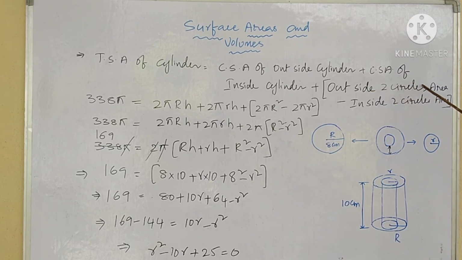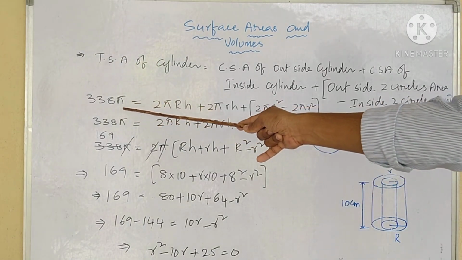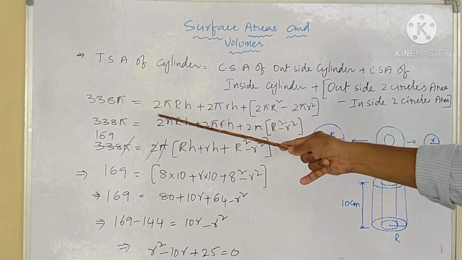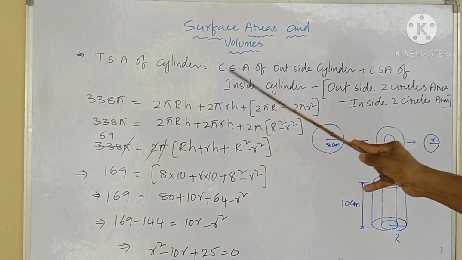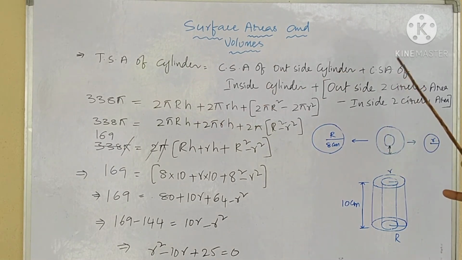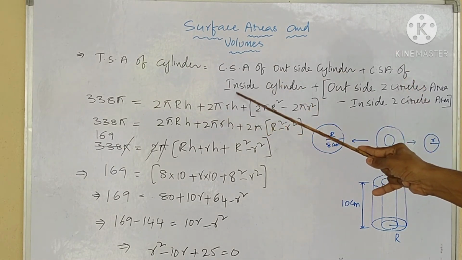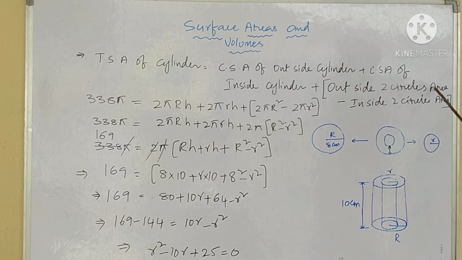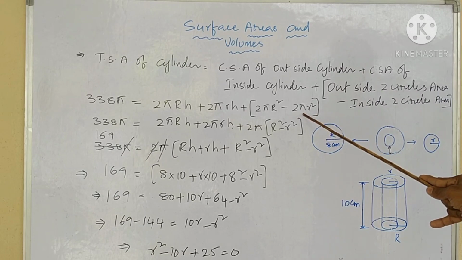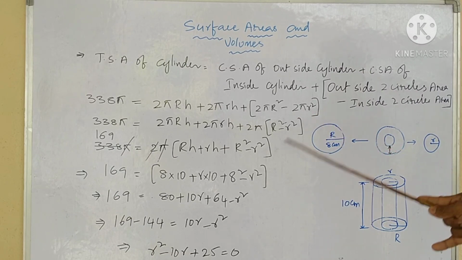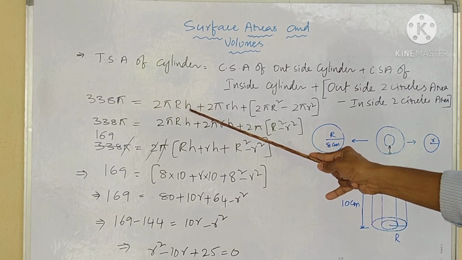So these two circles' outside area minus inside two circles' area. This is the inside circle. These are two inside circles. This area is 338 pi, which equals the curved surface area of the outside cylinder. Here, the outside cylinder radius is capital R. Curved surface area of inside cylinder: inside cylinder radius is small r. So outside two circles area means 2 pi capital R square, minus inside two circles area means 2 pi small r square. Here, curved surface area is the 2 pi RH formula.